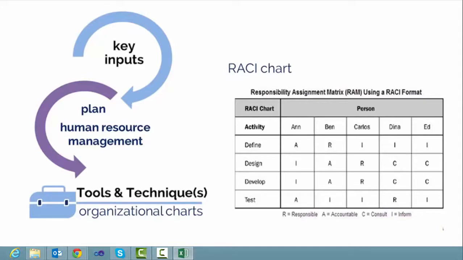A, for accountable. This is the person who has delegated the task of completing the activity. They support the person who owns the process, problem, or project. In other words, they support the R. C, for consult. This person usually has in-depth knowledge of the process in question, and all major decisions need to be signed off by this individual. I, for inform. This is the person that needs to be informed of the activity taken, but not necessarily consulted.